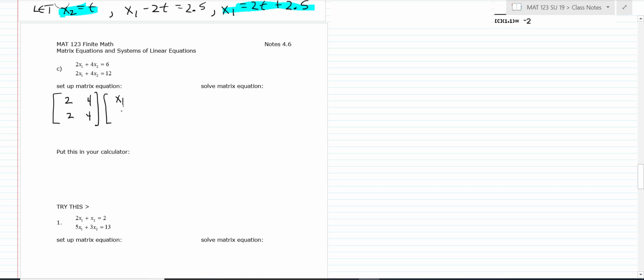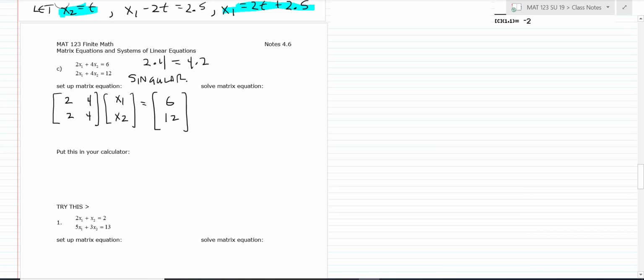Let's see, that'd be x1, x2, and that's equal to 6, 12. Now, what's going to happen on this, if you look at this matrix right here, if you go 2 times 4 and then go this way, 4 times 2, they're equal, so that means you have a singular matrix. All right, so we don't need to go to our calculator.